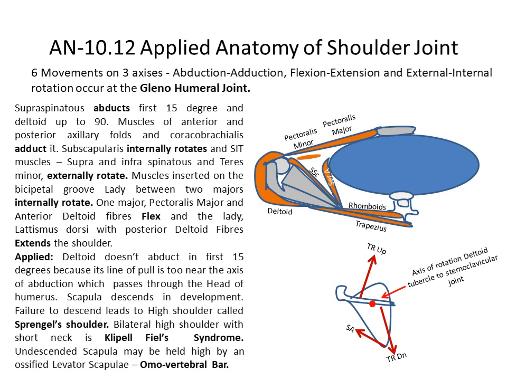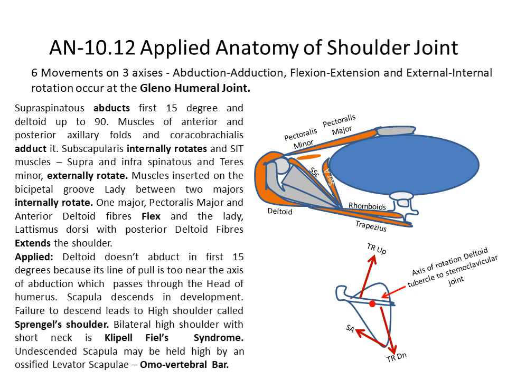Pectoralis major, and the anterior fibers of the deltoid will flex the arm, and the latissimus dorsi and the posterior fibers of the deltoid will extend the shoulder or the arm. The applied point is that the deltoid doesn't abduct in the first 15 degrees because its line of pull is too near the axis of abduction, passing through the head of the humerus. So it will lift the head but not abduct it.